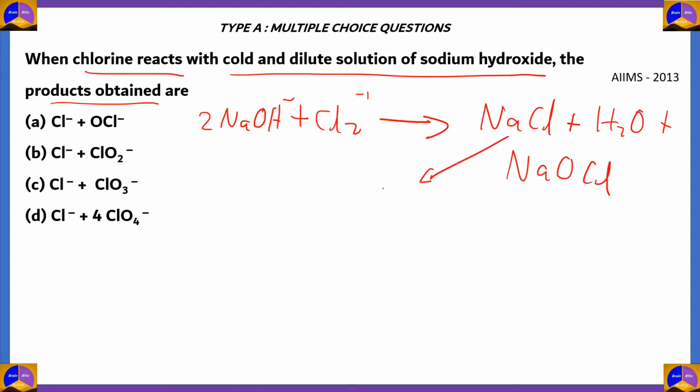So in NaCl, chlorine is Cl minus. Over here, the anion is OCl minus. So therefore, option A, Cl minus plus OCl minus, gives us the right answer.